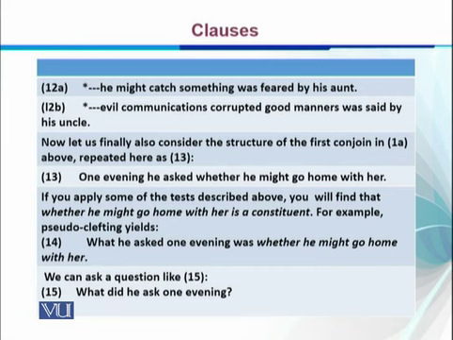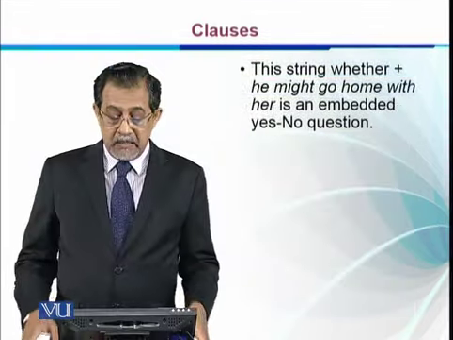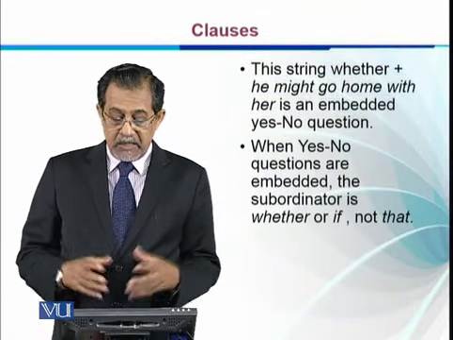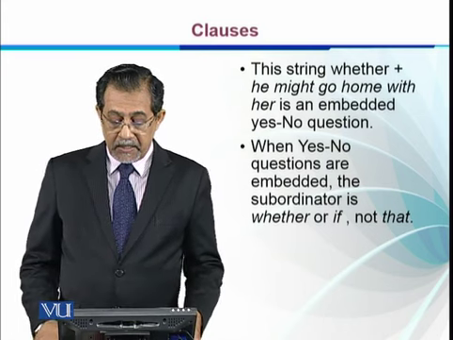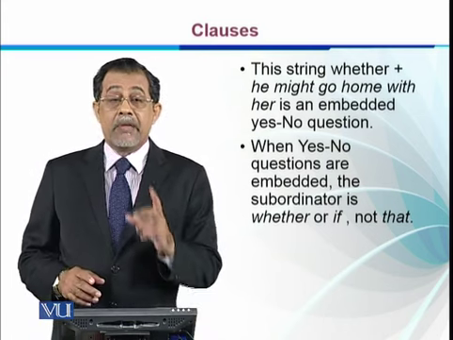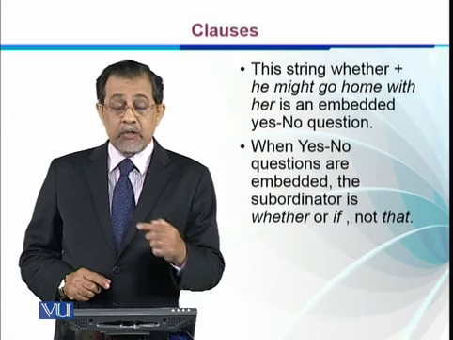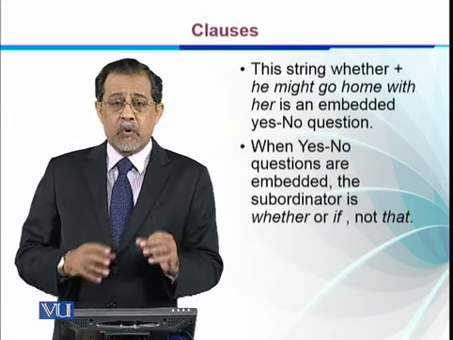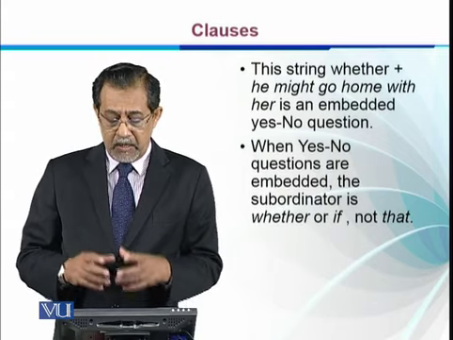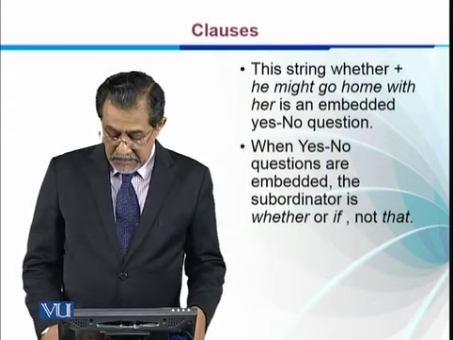What did he ask? If we put up a question, what did he ask one evening? Whether he might go home with her, right? So we know that it's a constituent. So this string, whether he might go home with her, is an embedded yes/no question. When yes/no questions are embedded, the subordinator is whether or if, not that. That's very important to remember, that when a yes/no question is embedded, the subordinator will always be whether or if, not that.